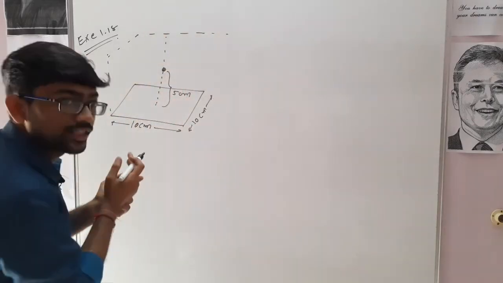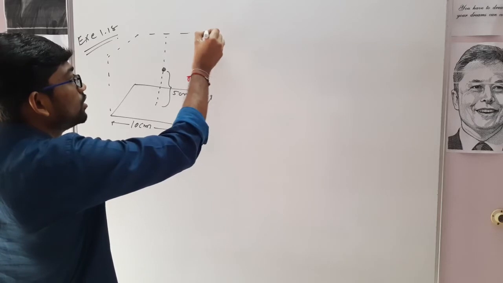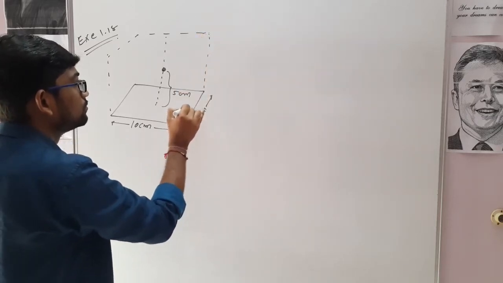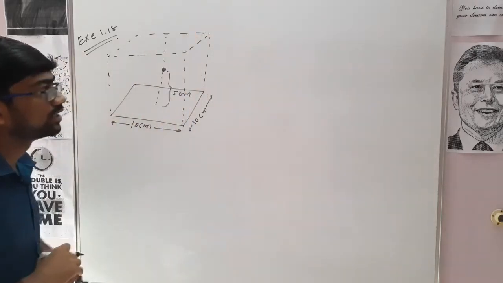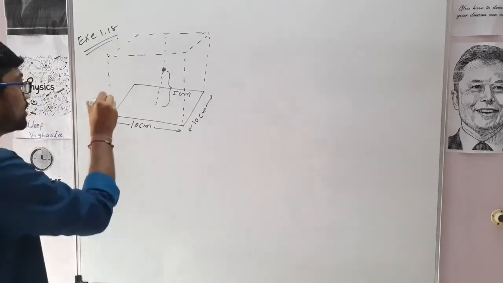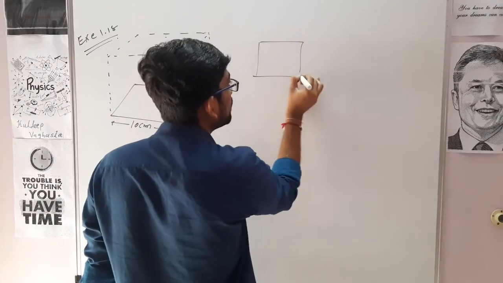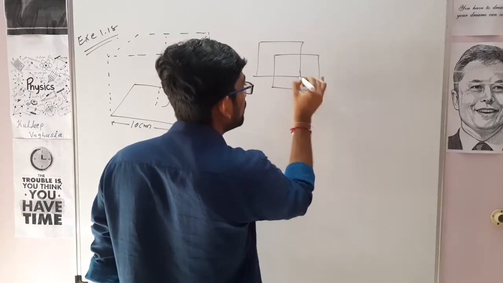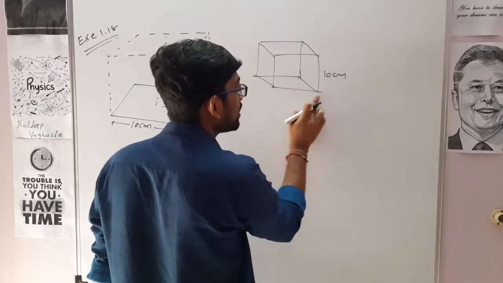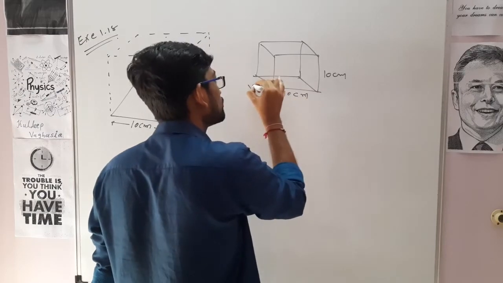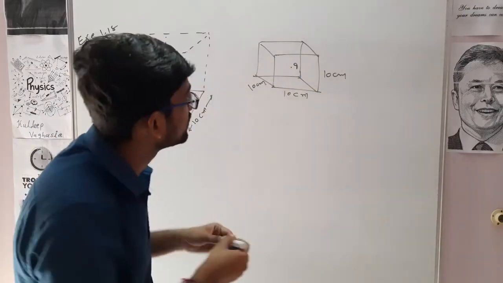Is this a cube? This is actually a cube. And who is at the center of this cube? The charge is at the center of the cube. So it means that there is a cube with side 10 centimeter. 10 centimeter, 10 centimeter, 10 centimeter. And what is at its center? The charge. So this is nothing but a closed surface.